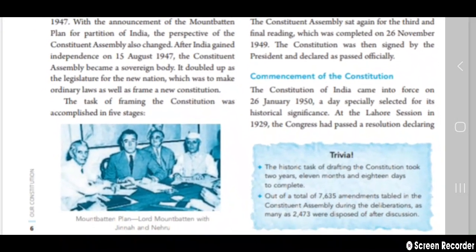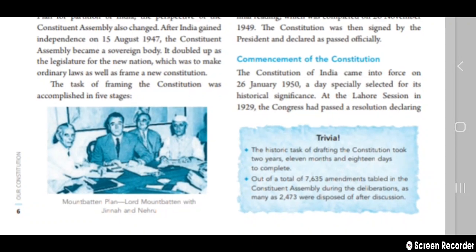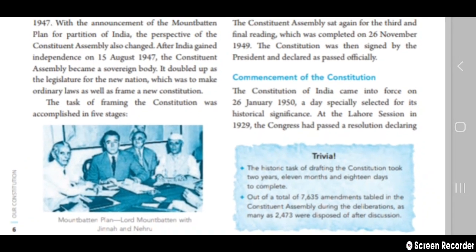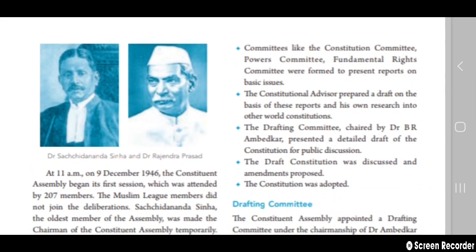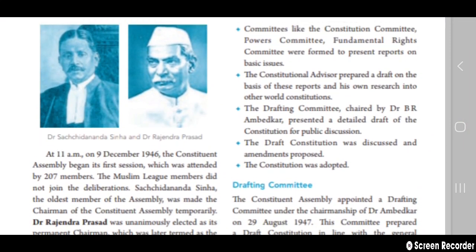The task of framing the constitution was accomplished in 5 stages. In the first stage, committees like the Union Constitution Committee, Union Powers Committee, and Fundamental Rights Committee were formed to present reports to the Constituent Assembly about the basic problems of the nation after independence.